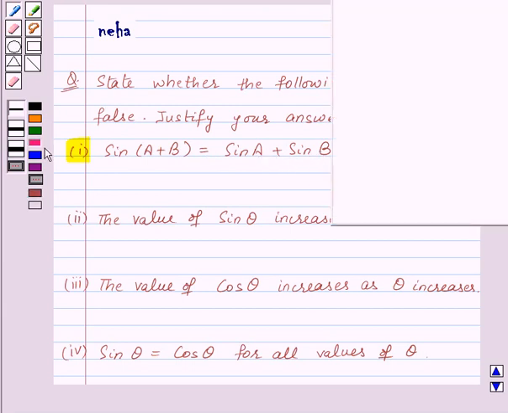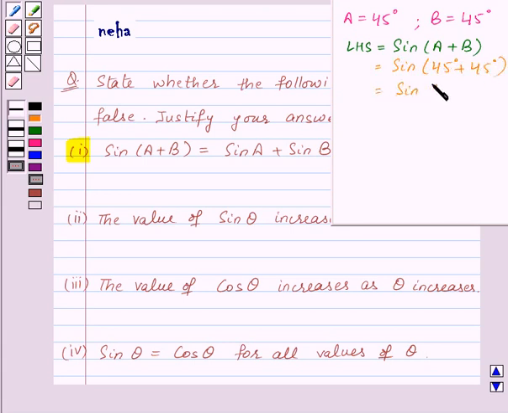So let's find out whether this statement is true or false by taking the value of A equal to 45 degrees and the value of B also equal to 45 degrees. Now, first of all, let us take the LHS of this statement, which is equal to sine A plus B. So, substituting the values of A and B, we will get sine 45 degrees plus 45 degrees. That will be equal to sine 90 degrees. And we know that sine 90 degrees is equal to 1.